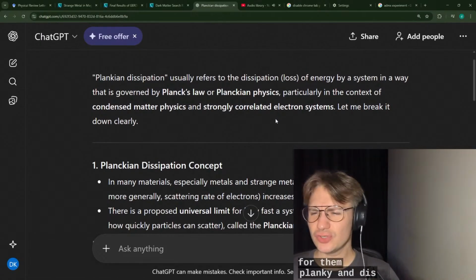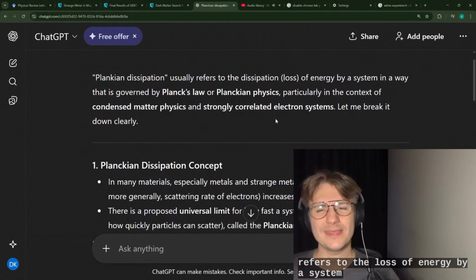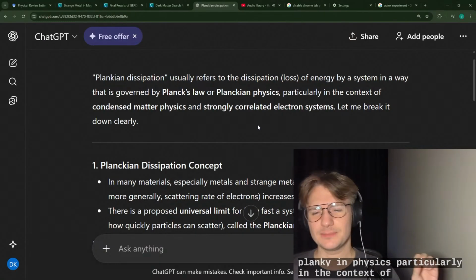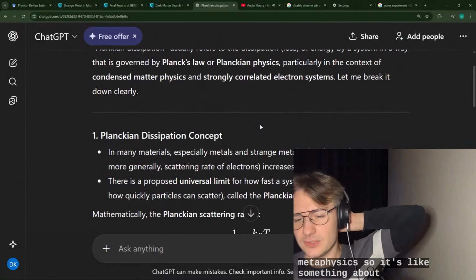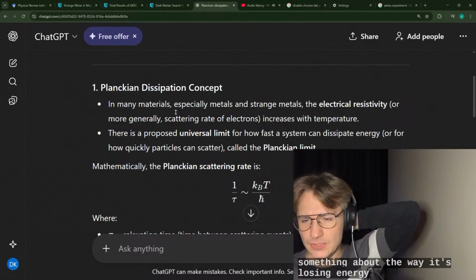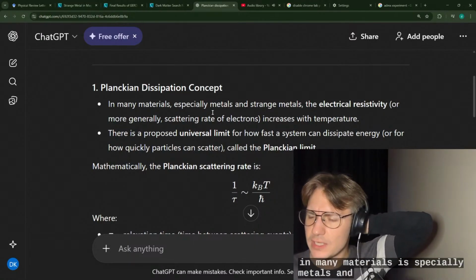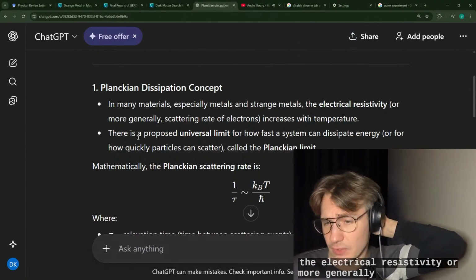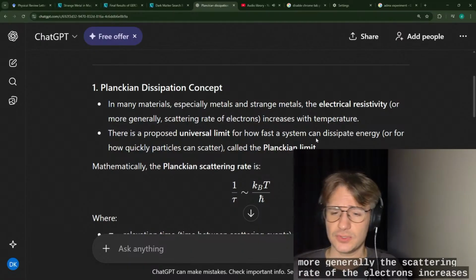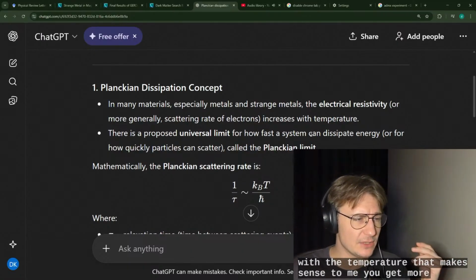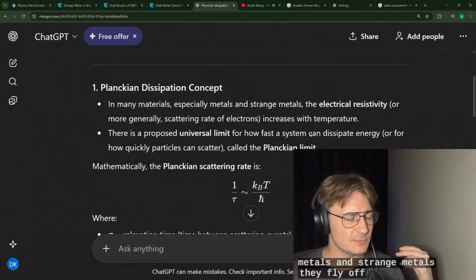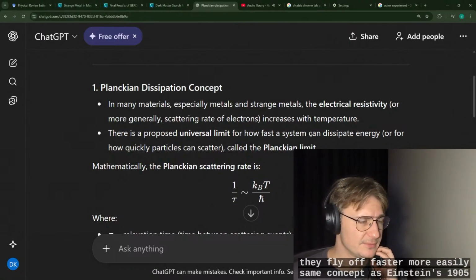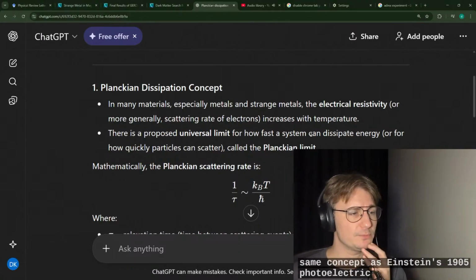Planckian dissipation usually refers to the loss of energy by a system in a way that is governed by Planck's law, or Planckian physics, particularly in the context of condensed matter physics. So it's like something about the way it's losing energy. In many materials, especially metals and strange metals, the electrical resistivity, or more generally, the scattering rate of the electrons, increases with the temperature. That makes sense to me. You get more kinetic energy and they fly off faster, more easily. Same concept as Einstein's 1905 photoelectric effect paper.